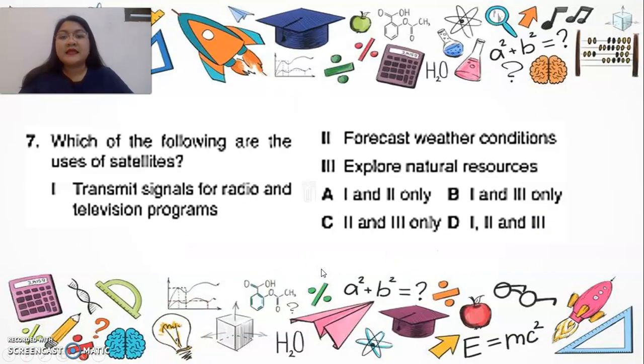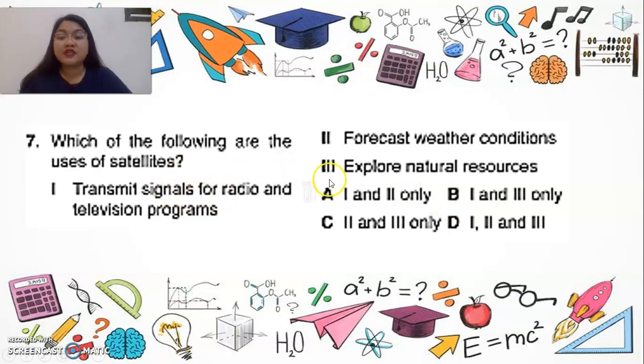Okay, next. Number 7. Which of the following are the uses of satellites? 1. Transmit signals for radio and television programs. 2. Forecast weather conditions. 3. Explore natural resources. So again, which of the following are the uses of satellites? Letter A, 1 and 2 only. B, 1 and 3 only. C, 2 and 3 only. Or letter D, 1, 2, and 3.